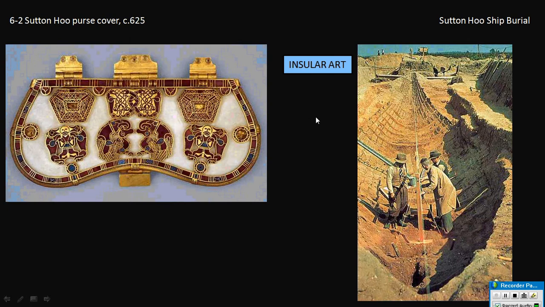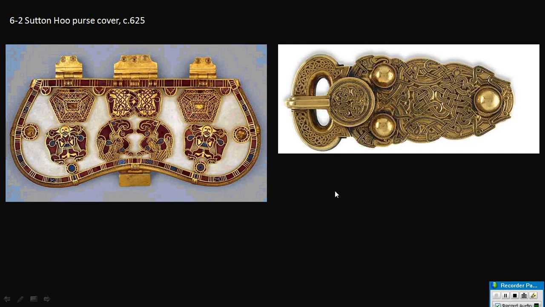The text illustrates, for example, the purse cover here, which we'll talk about at some length, but it also mentions a gold buckle, which we have here on the right. Various other things were buried as well, silver imported from Byzantium, from Constantinople, various weapons, bowls, and so forth. But I want to look closely at the buckle here because I think it's a good place to talk about the style of this period.